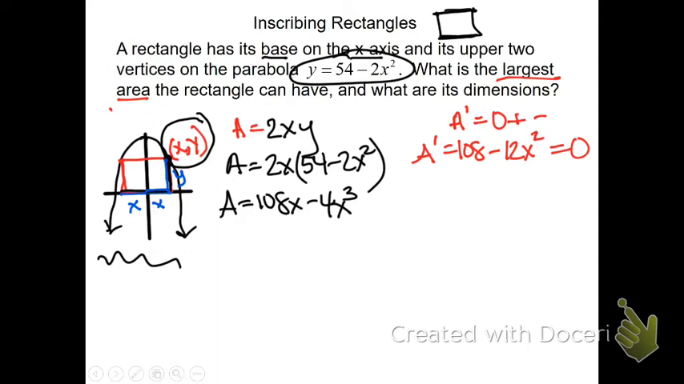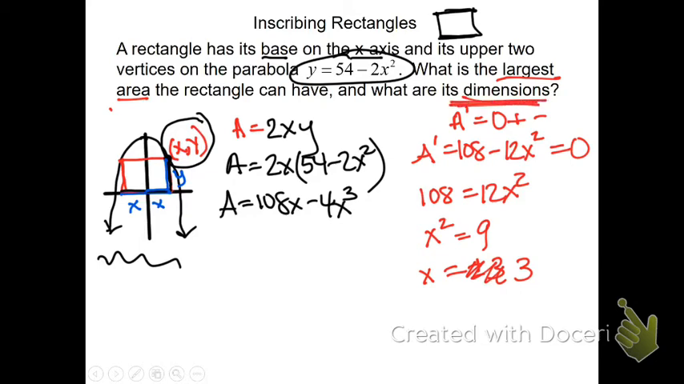Okay, they want the dimensions of the rectangle. So we get 108 equals 12x squared. Divide by 12, and x squared equals 9. So x equals plus or minus 3 if we were looking at coordinates. But we're looking for dimensions, so we're going to stick with the positive 3 only. Now, don't forget to actually answer this question. What are the dimensions of the rectangle?